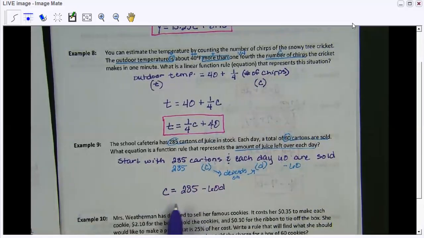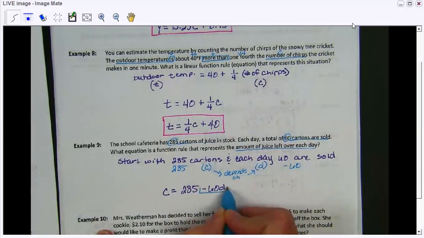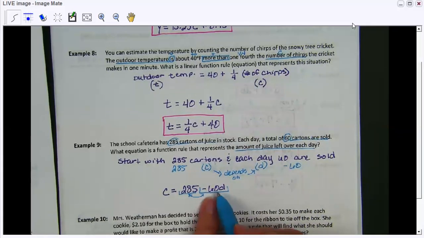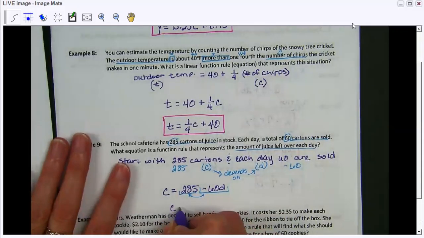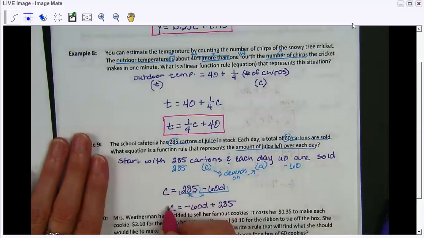Again, this is not in slope-intercept form. So if I were to put it in slope-intercept form, which I am, I would just reverse these two terms. And remember, you want to take the sign that is in front of the term. So this becomes C equals negative 60D plus 285. And then that would be our function rule.